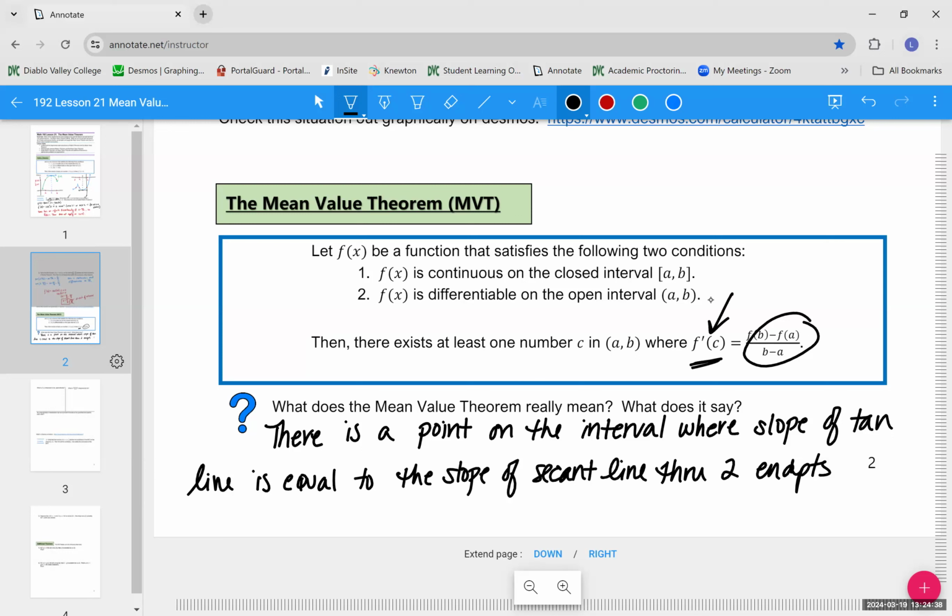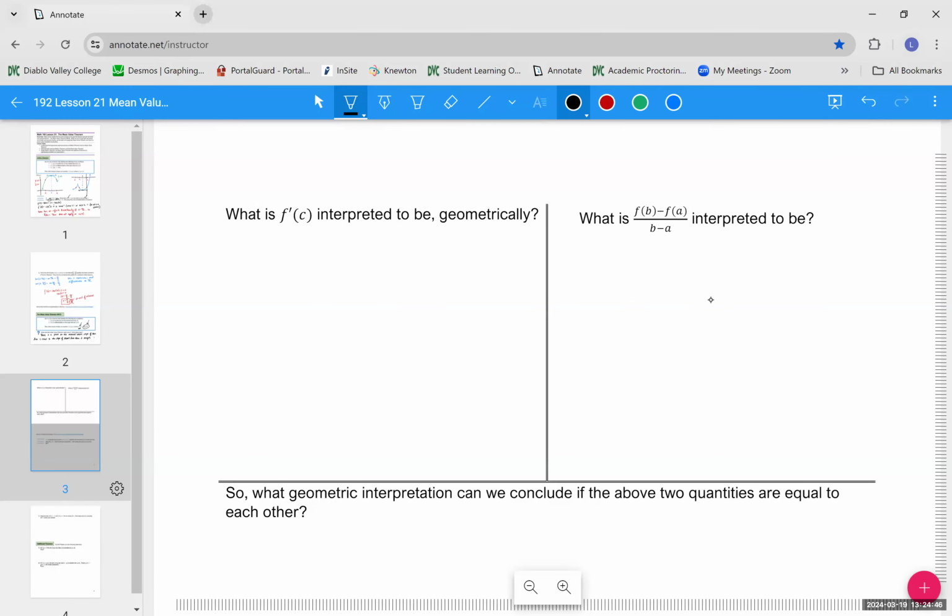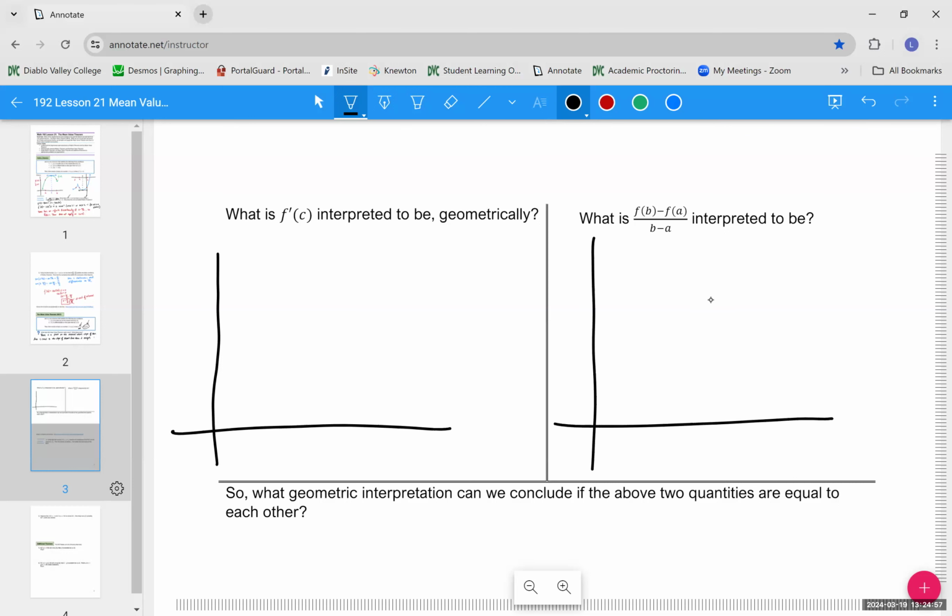So this is the slope of the tangent line. This is the slope of the secant line. And look, they're equal to each other. Okay. And we're going to actually present this geometrically here. Let's see if I can, once again, give us a couple quick pictures. I'm going to try to draw the same function, similar to that quadratic that we had before.